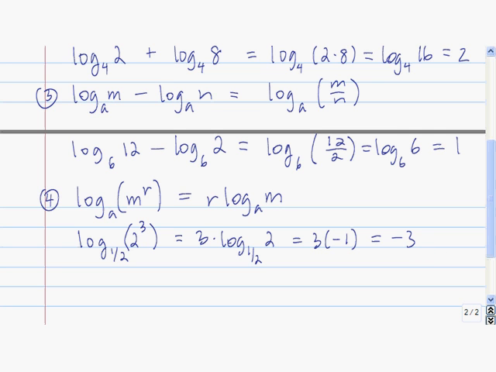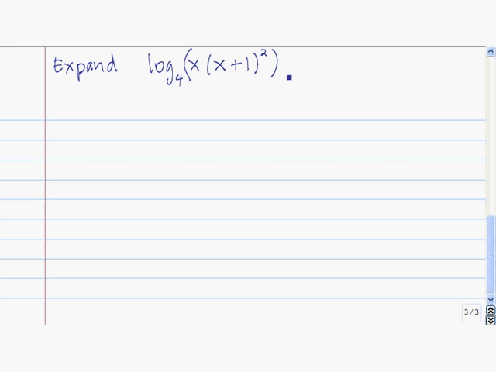Okay, in class we'll discuss why these properties are true. Right now I'll show you how to use them for more complicated problems. Okay, let's expand this here. So we're first going to take care of the multiplication. So we have x times the quantity x plus 1 squared. So that's log base 4 of x plus log base 4 of x plus 1 squared.